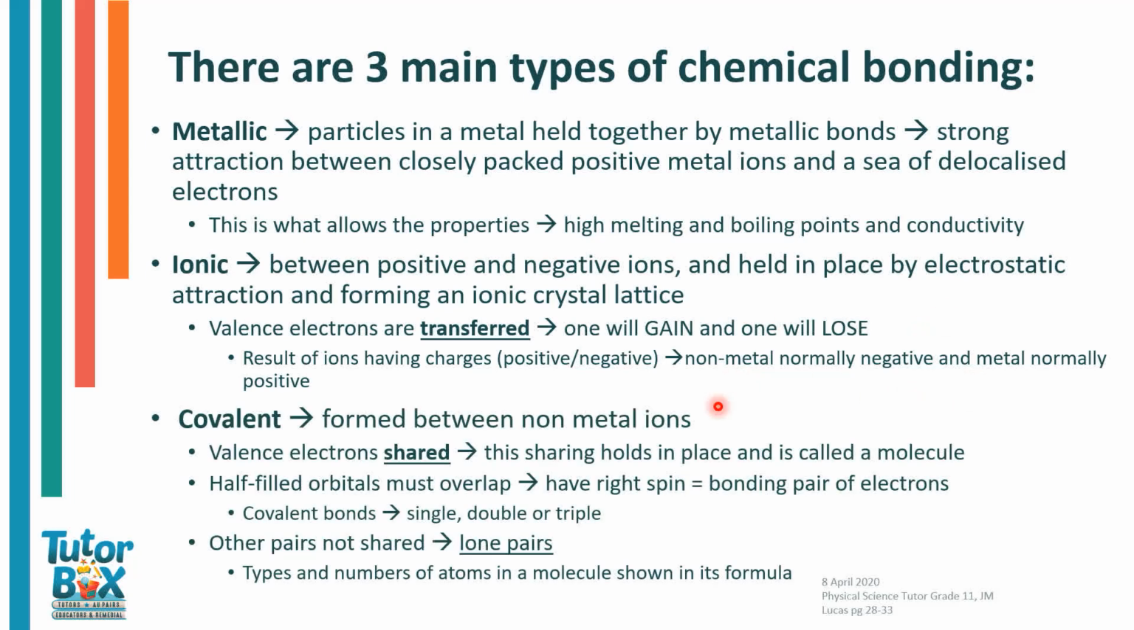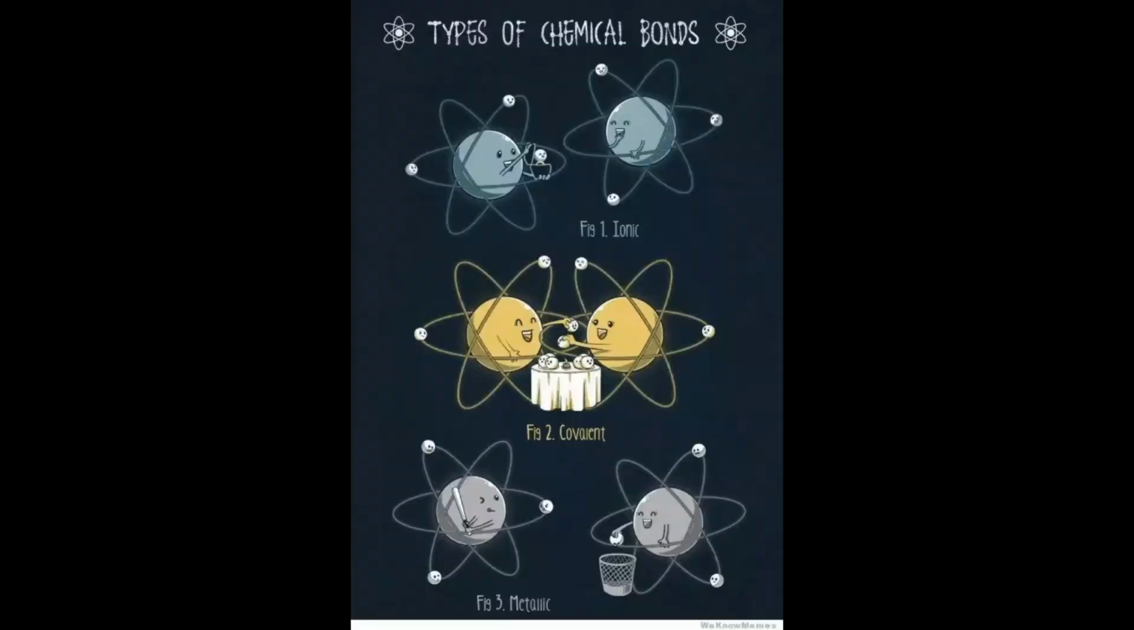Lastly, we have covalent bonding, which is formed between non-metal atoms. Your valence electrons here are shared, not transferred as in ionic. So this sharing holds the atoms in place and is called a molecule. The half-filled orbitals have to overlap, and your electrons have to have the right spin to result in the bonding pair of electrons. You don't have to really know that as of right now. Just be aware of that concept.